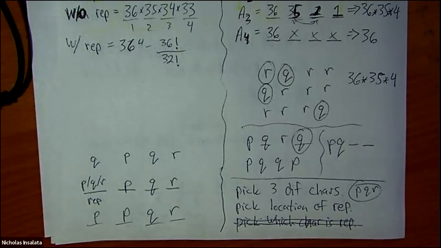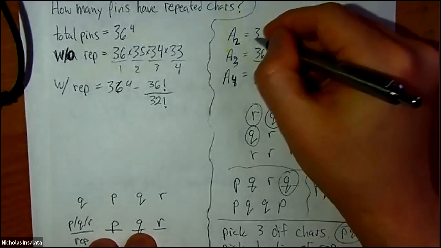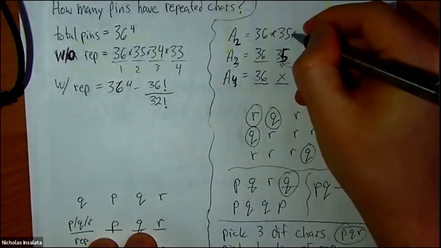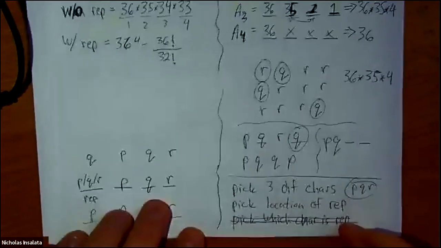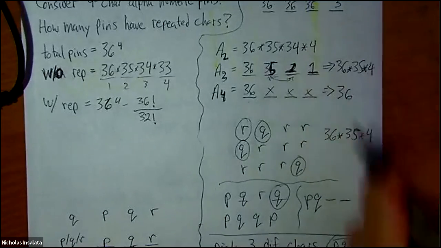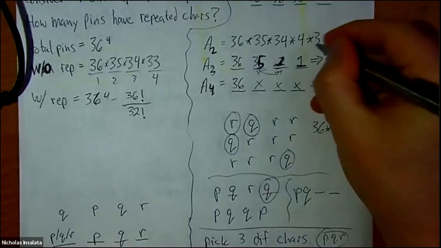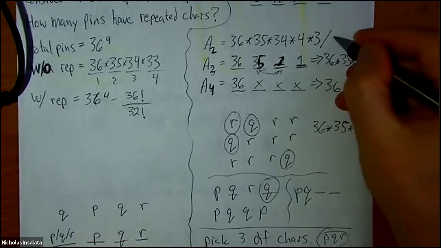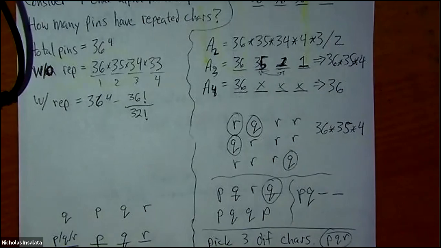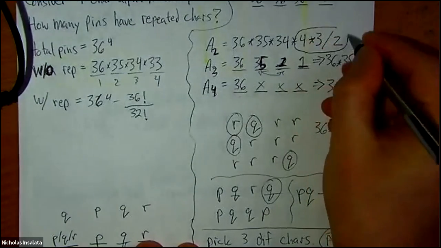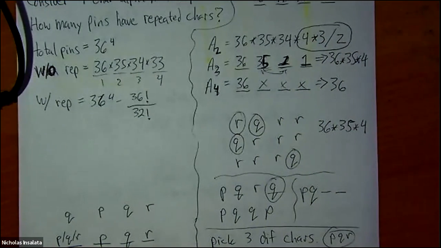Yeah, we're counting twice, right? So what we could do is just divide the whole answer by 2. Yeah, exactly. So we pick 3 different characters, so that would be 36 times 35 times 34. We pick the location of the repetition, which is 4 different locations. Pick which character is repeated, that would be times 3. And then we divide that whole thing by 2, right? Let me just consider this little chunk of the situation for a minute here.